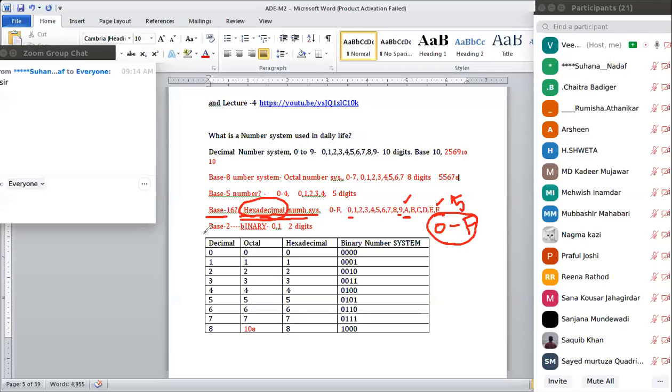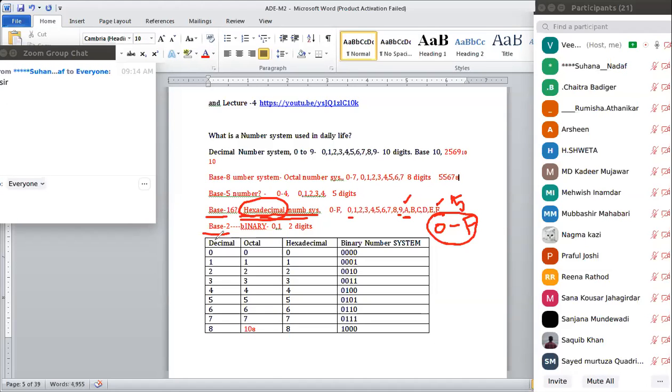Then as usual, base 2. Only two numbers, 0 and 1, will be present in this base 2 system. If I want to go further, then we need to combine, to join two numbers, and that is how we get different combinations of binary numbers.